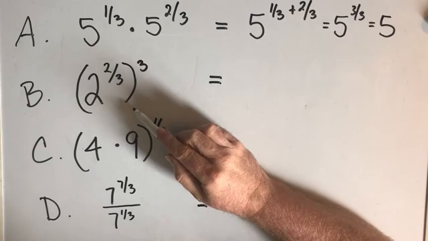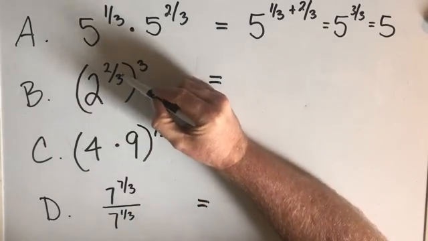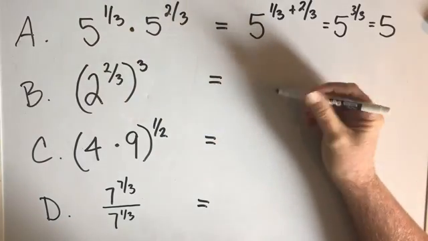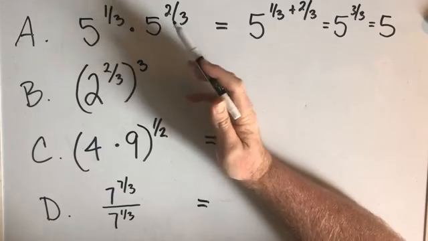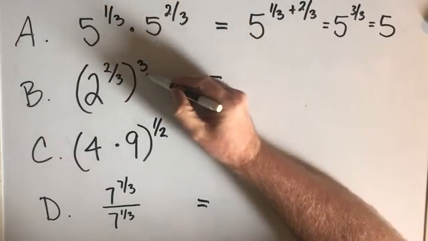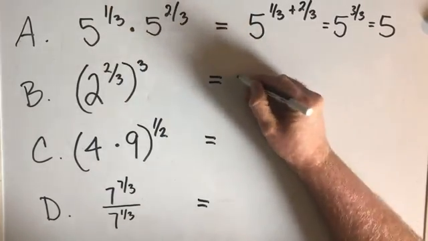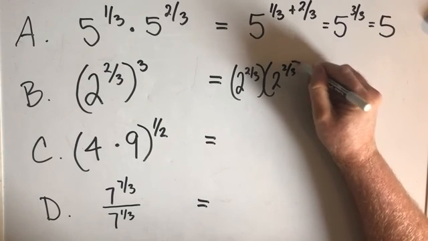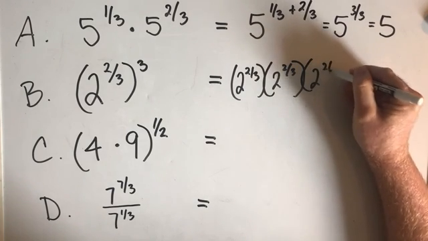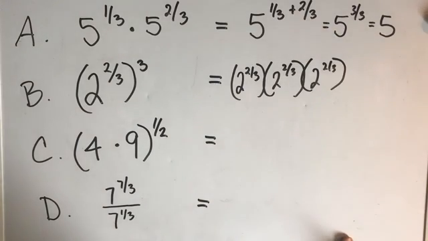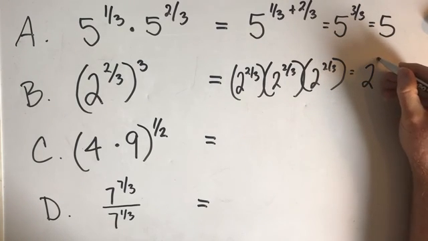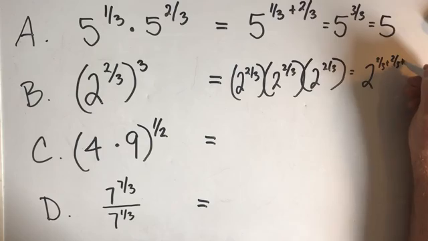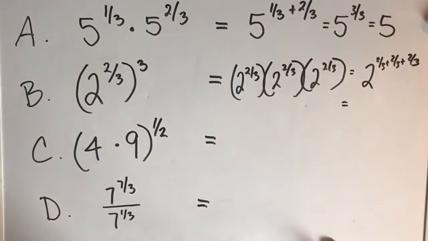Next, I have 2 raised to the 2/3 power, cubed. There's a couple ways you could go about this. I'll show you one way. If you think about it, it's like 2 to the 2/3 times 2 to the 2/3 times 2 to the 2/3. Well, that's 2 to the 2/3 plus 2/3 plus 2/3.